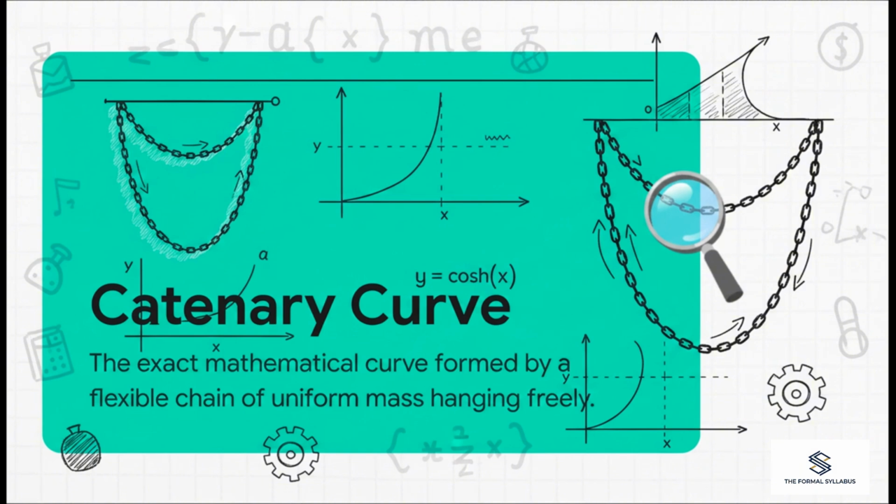And this is an absolutely crucial mathematical distinction we have to make before building our software model. Why? Because if we just assume it's a parabola, we're going to end up with completely incorrect tension models.